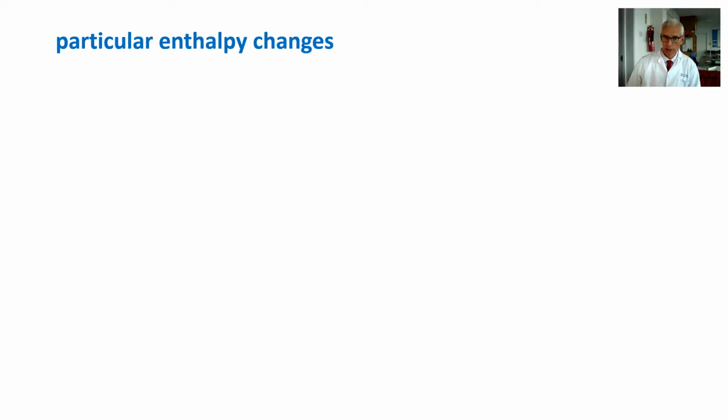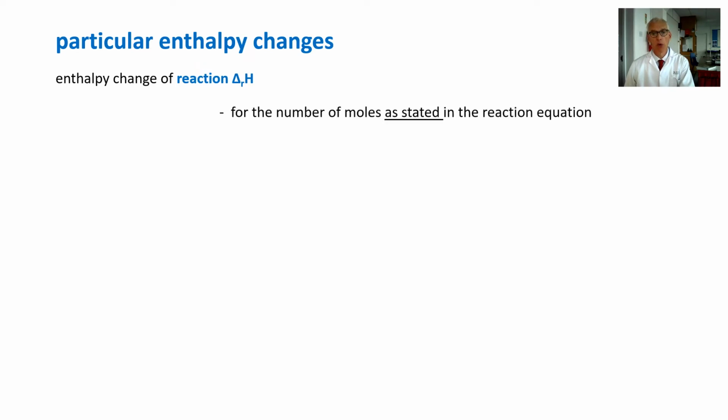So let's look at some particular enthalpy changes. The basic enthalpy change definition is the enthalpy change of reaction, delta RH. Now that would refer to a reaction equation, the enthalpy change associated with the reaction equation, but for the numbers of moles as stated in the reaction. Exactly how that pans out you will see when we do some examples, but there are then particular types of reaction that have a particular enthalpy change.